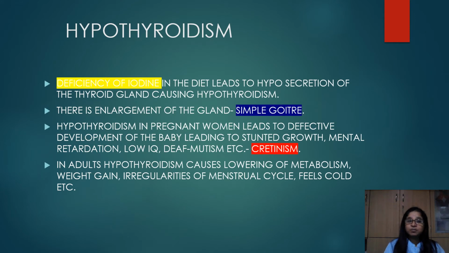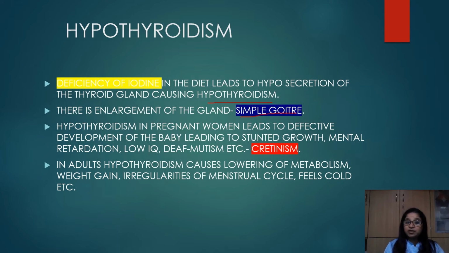So let us first talk about hyposecretion, that is hypothyroidism. This will happen because we already talked about iodine being an important constituent in our diet, which is required for the synthesis of the thyroid hormones. So if there is a deficiency of iodine in the diet, it leads to hyposecretion of the thyroid gland and causes hypothyroidism. What happens in it? There is an enlargement of the gland. We call this simple goiter.